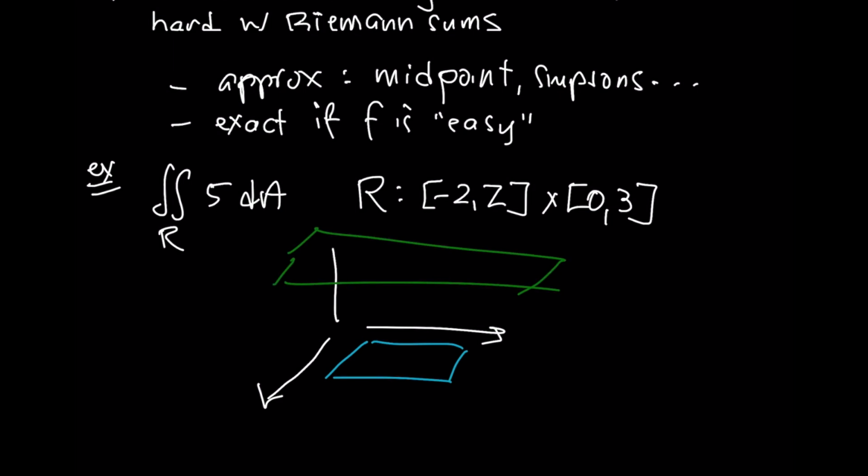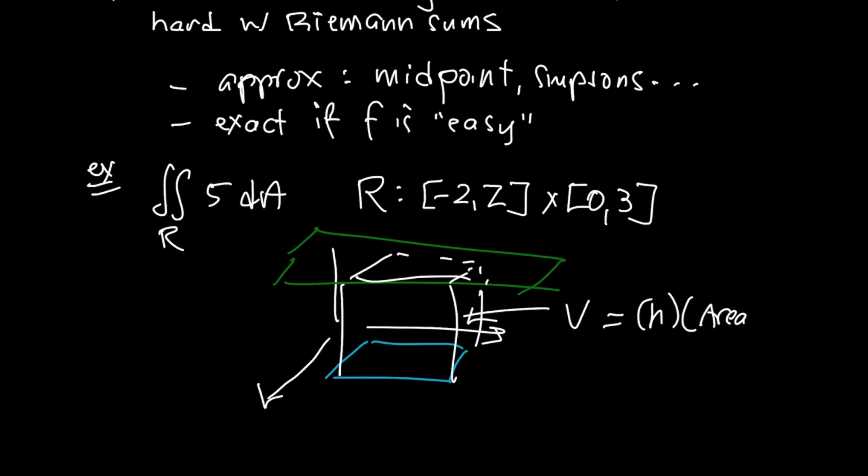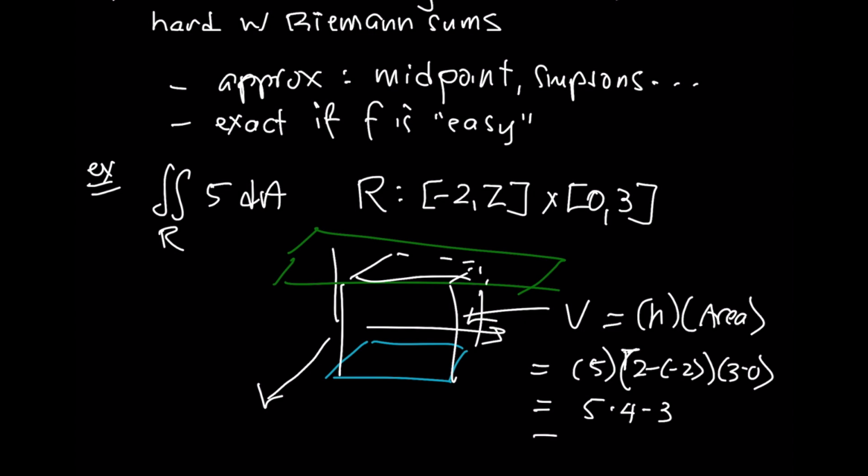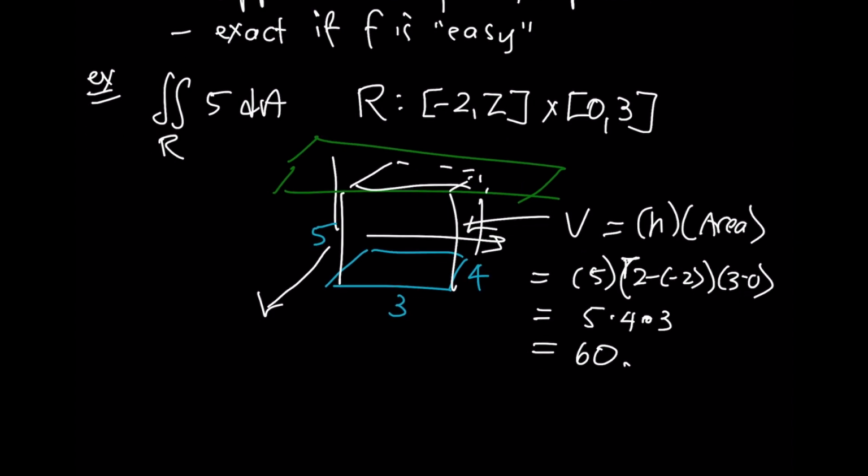You're trying to build this solid above the rectangle but underneath the function, and you would like to figure out its volume. It would just be the height times the area of that bottom face. Well, we know that the height of this function is 5, and the area of the bottom face is simply 2 minus negative 2, times 3 minus 0. So 5 times 4 times 3, which is 60. So all we're doing is calculating the volume of a box.